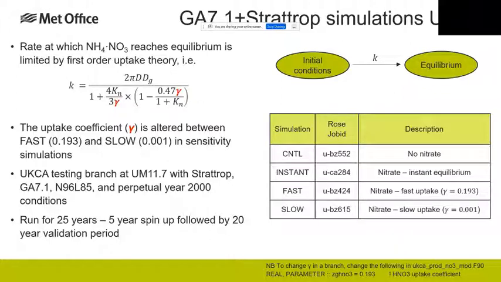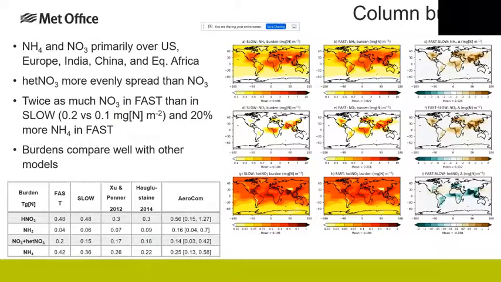So we've run simulations with the Unified Model at UM 11.7 with strat chemistry and in a climate configuration and perpetual year 2000 conditions to look at the sensitivity of this scheme to the uptake coefficient. We've also run a simulation in which we assume nitrate reaches equilibrium instantly, and we found in the analysis stage that this was very similar to using a fast uptake coefficient, so we decided not to look at that any further. Okay, so now I'm going to be presenting the results of these simulations.